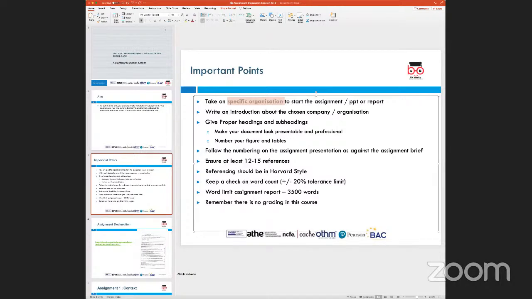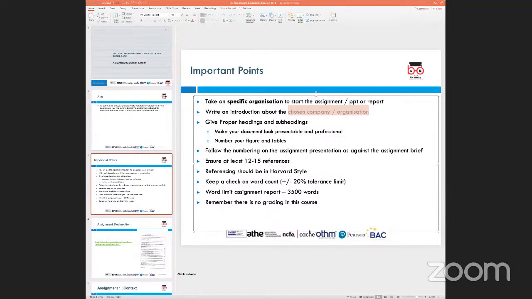That is something which is going to be required to cover the context of a specific health and social care setting. Now, it'll be good practice to do a bit of an introduction about that organization. If I go back to the Word document, what I would do is put in a heading called introduction to the organization, and that could be anywhere between 30 to 50 words explaining why you've chosen this organization for the purposes of doing the assignment. Now, give proper headings and subheadings. So that is what we have done.